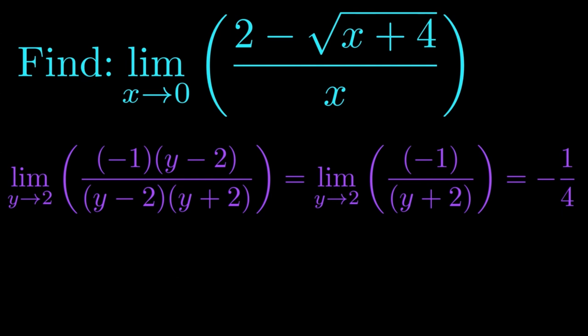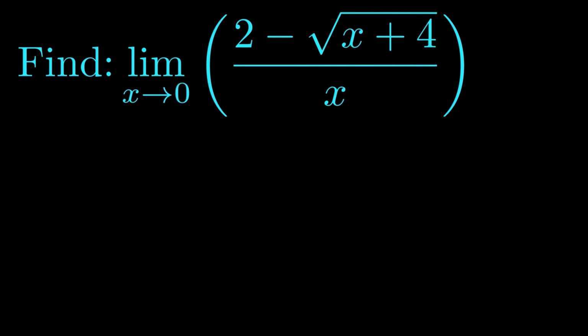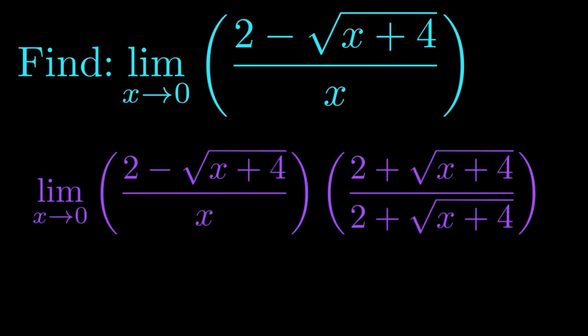Now there's actually another way to solve this problem, and we can do that by rationalizing the numerator. We can do that by multiplying the numerator and the denominator by 2 plus the square root of x plus 4.